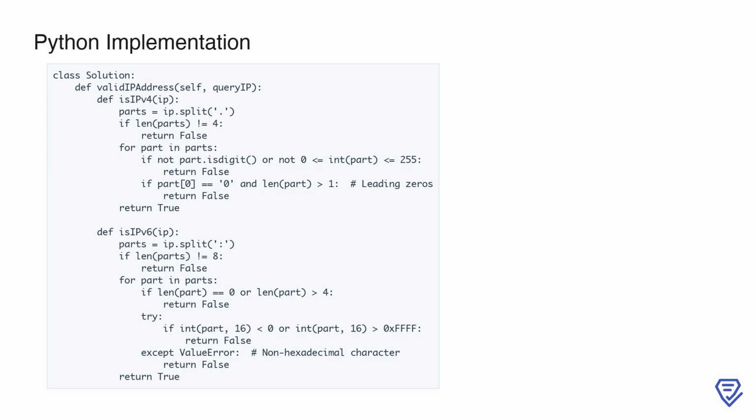Next, we define another helper function, isIPv6, to validate IPv6 addresses. Here, we split the input string using the colon as the delimiter. An IPv6 address must have exactly 8 parts, so if the number of parts is not 8, we return false. We then check additional conditions for each part. The length must be between 1 and 4 characters, and the part must represent a valid hexadecimal number. To ensure this, we attempt to convert it to an integer using base 16. If it fails or the value is outside the range of 0 to 0xFFFF, we return false. If all parts pass these checks, we return true.